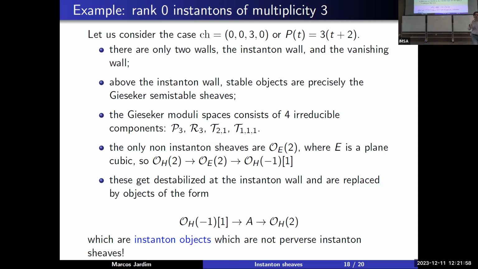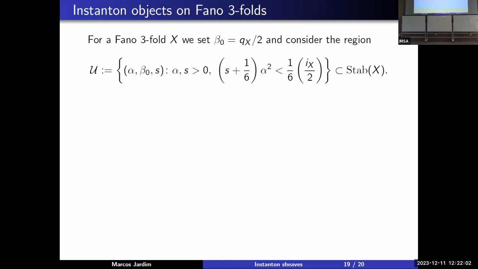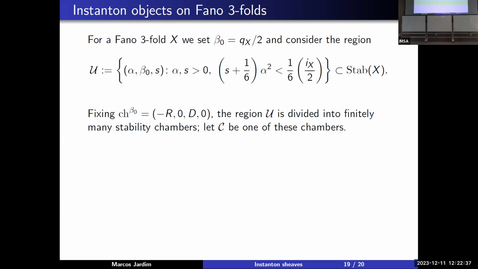I studied in detail this case of P3, but it's possible to adapt much of what I said to the Fano threefolds with Picard rank 1. There is some particular subset of the set of all geometric stability conditions on X. This set, calligraphic U, is given by some particular conditions on those parameters alpha, beta, and S. Then the Chern character would have to be that. Never mind too much what the exponent beta on the Chern character is; it's just one way to fix the Chern character.